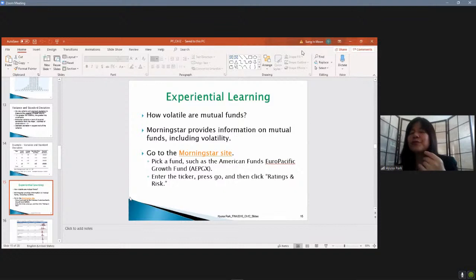So, for example, there are a lot of mutual funds out there. How volatile are mutual fund returns? Morningstar, for example, is a good website that provides information on mutual funds. So go to the Morningstar website using the link and try to find information about the volatility of returns of mutual funds. Definitely, mutual funds investing in riskier stocks will have higher volatility. And mutual funds specializing in safer securities like government bonds will have lower volatility.